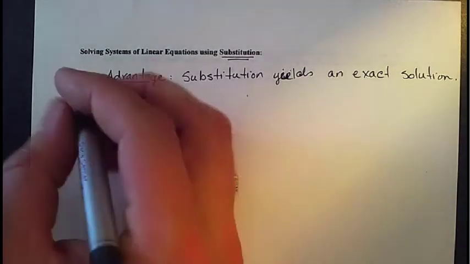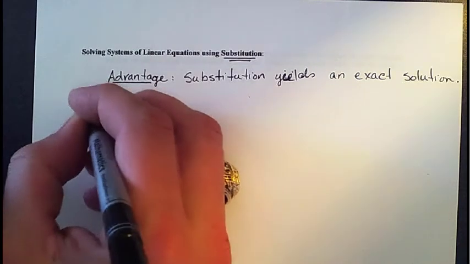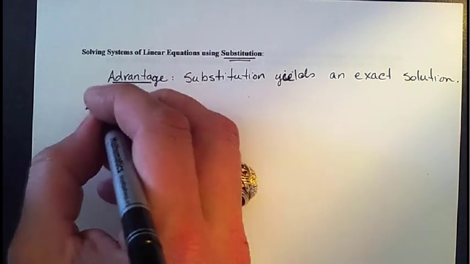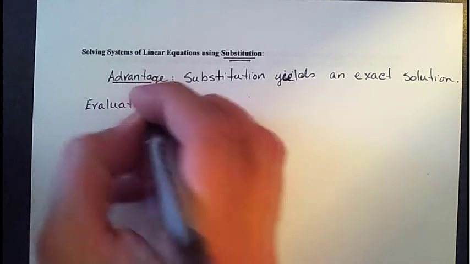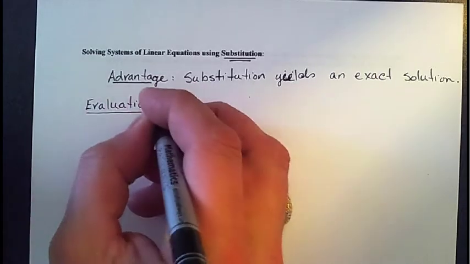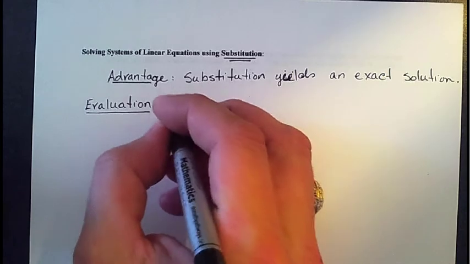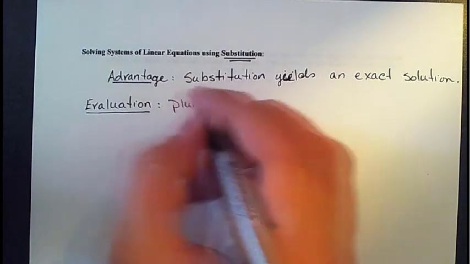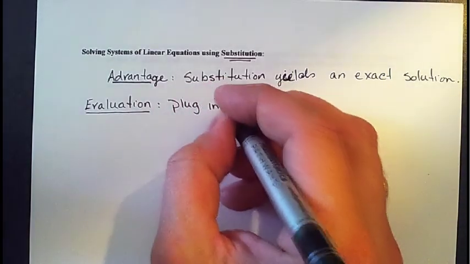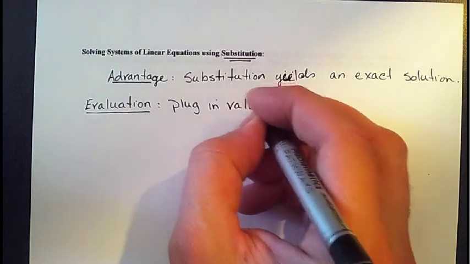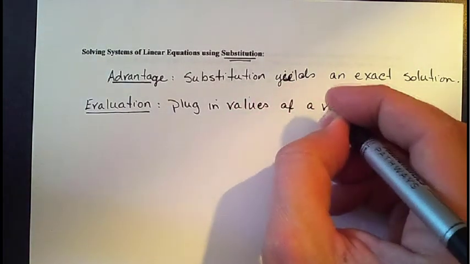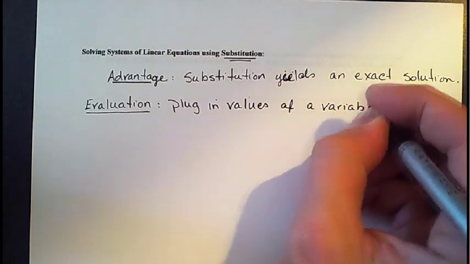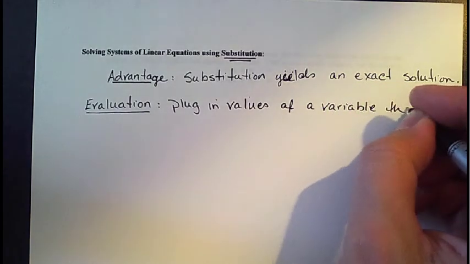Now, evaluation, this is just a recall. So evaluation is simply the process by plugging in values of a variable that we know.